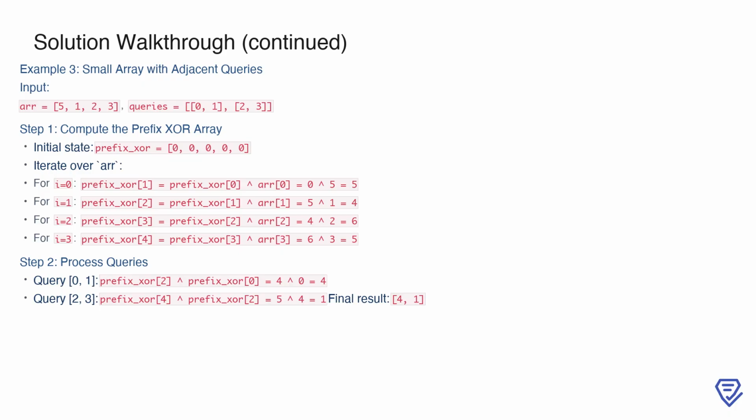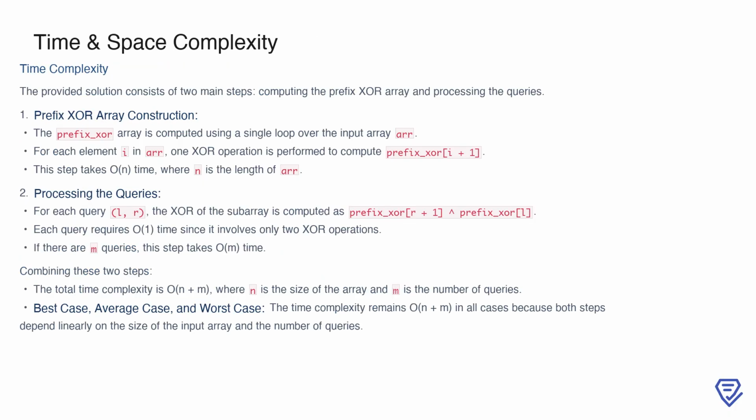In analyzing the time complexity of our solution, we start with the prefix XOR array construction. Here, we iterate through the input array ARR once, performing a single XOR operation for each element to compute the corresponding value in the prefix_XOR array. This process requires O(n) time, where n is the size of the input array.